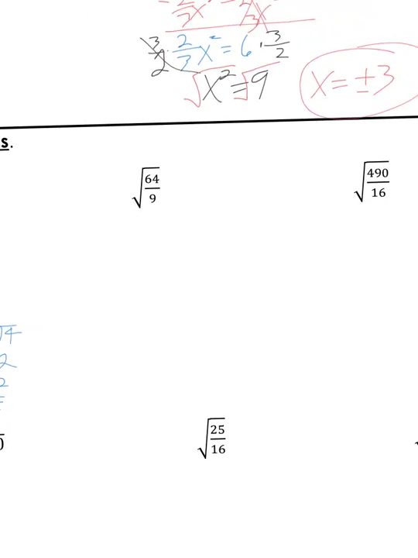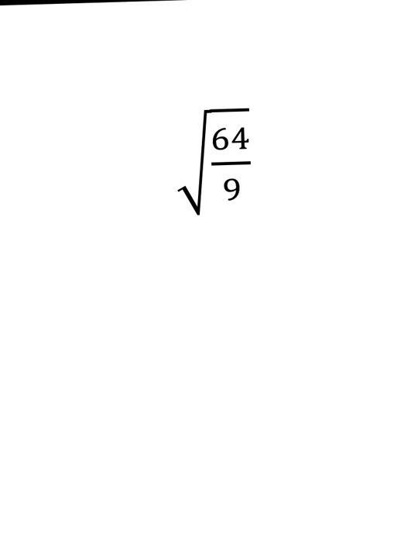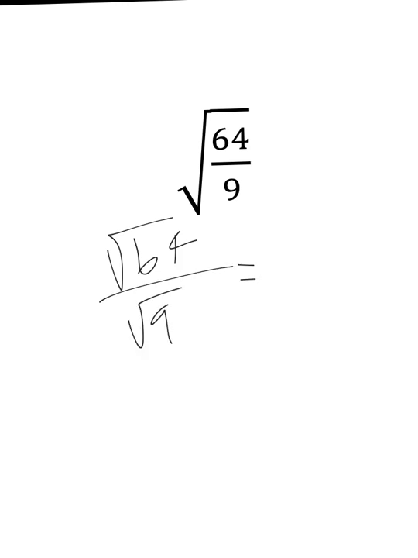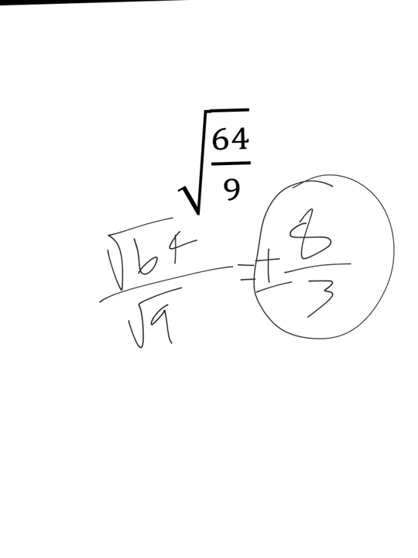So here I have a fraction. Oh no, fractions. Well, if it's all under the fraction, it's like saying square root of 64 over the square root of 9. It's the same thing. Well, the square root of 64 is 8. The square root of 9 is 3. And then don't forget your plus or minus. And that's the final answer.